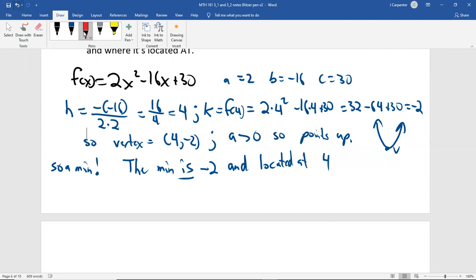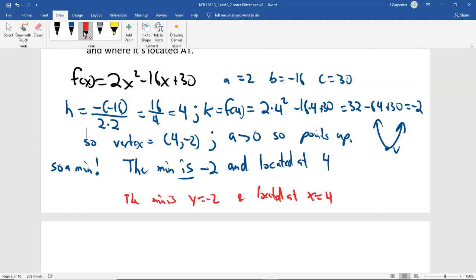Now, alternatively, what you could say is the min is y equals negative 2, and it's located at x equals 4. You can throw the x or y values in there if you prefer. That's a little more obvious. Now, in my math lab, be careful. You probably just want to be typing in the numbers, but in your notes, this would be very helpful. All right, so that's example 3.